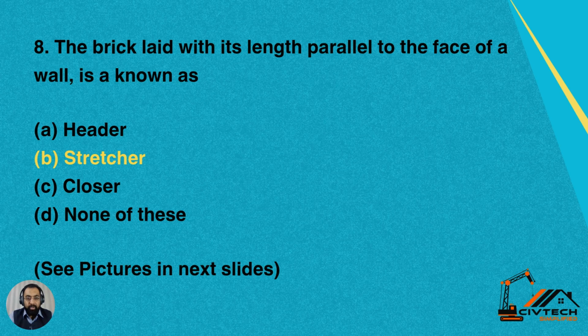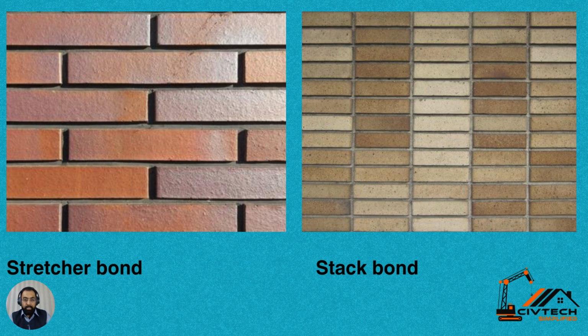So question number 8 is again within those bond types. The brick laid with its length parallel to the face of the wall is known as: header, stretcher, closer, none of these. So we already saw in the previous pictures, and we will also show you the next picture. Correct option for this question is definitely stretcher. Stretchers are always laid parallel to the face of the wall.